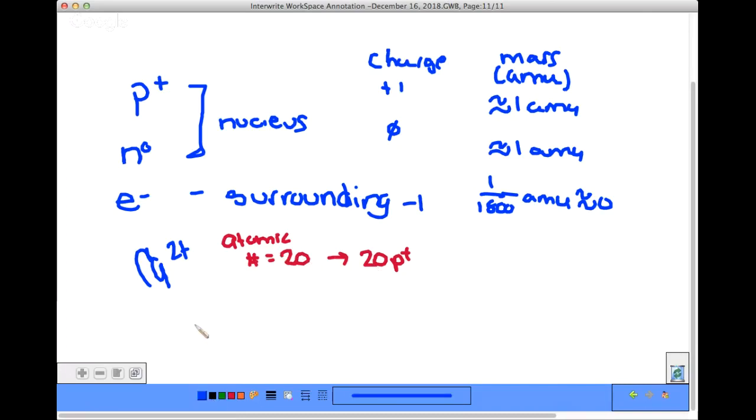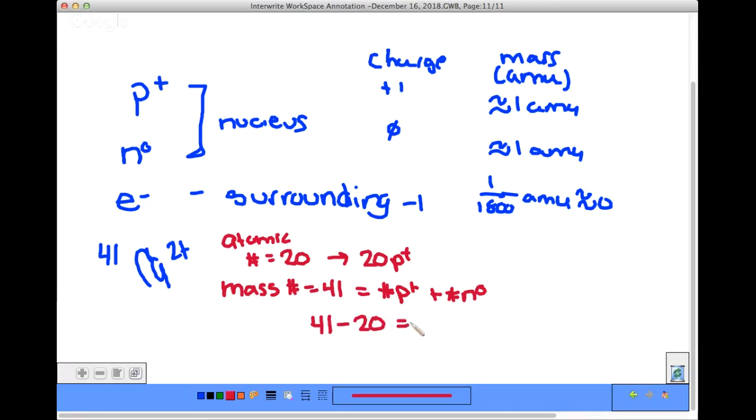Let's say this is not just calcium, but calcium 41. So that right here that I just wrote down, that's my mass number. So my mass number equals 41. And that tells me the number of protons plus the number of neutrons. Now, if my mass number is 41 and I know I have 20 protons, I can easily figure out how many neutrons I have. What that means is 41 minus 20 is going to equal my number of neutrons, which means that I have 21 neutrons.